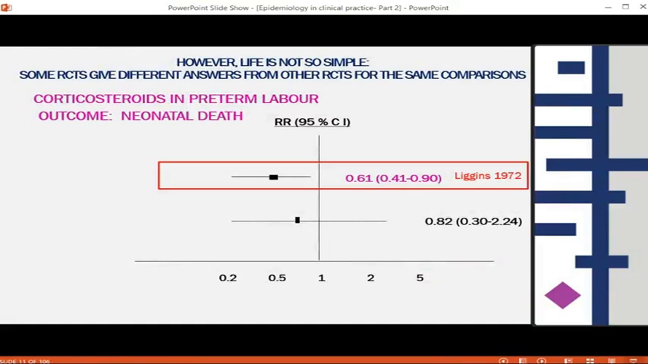Okay, now, what I have here, I'm graphically representing the results from Liggins 1972, where 0.61 is a black blob in the center, 0.41 is the extreme left, and 0.9 is the end which is closest to 1. So one look at that and you know that anything less than 1 favors the experimental intervention, which is steroids here. And from the width of the confidence interval, you know it does not cross 1. So it clearly shows you that the best estimate and the least estimate of steroids are that it will reduce the risk of death. Okay?